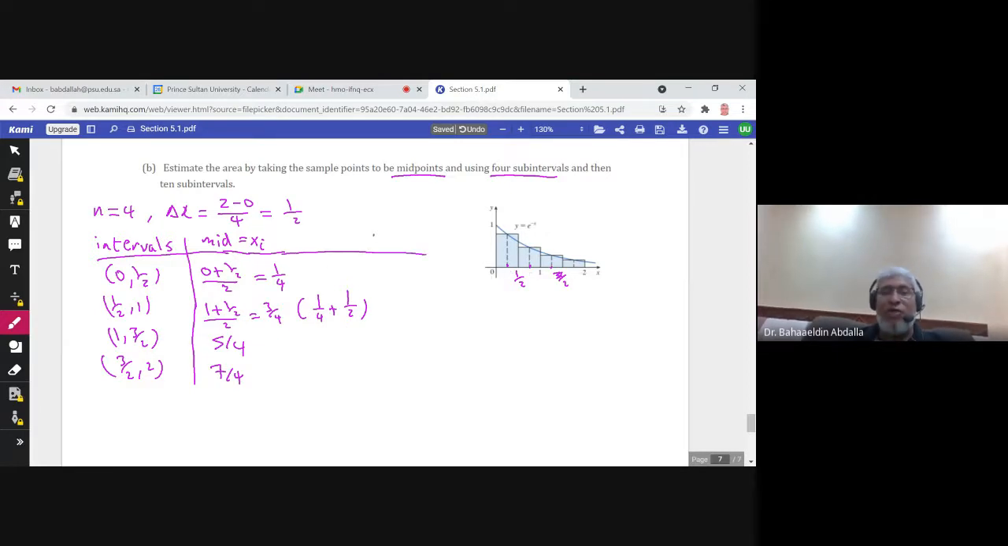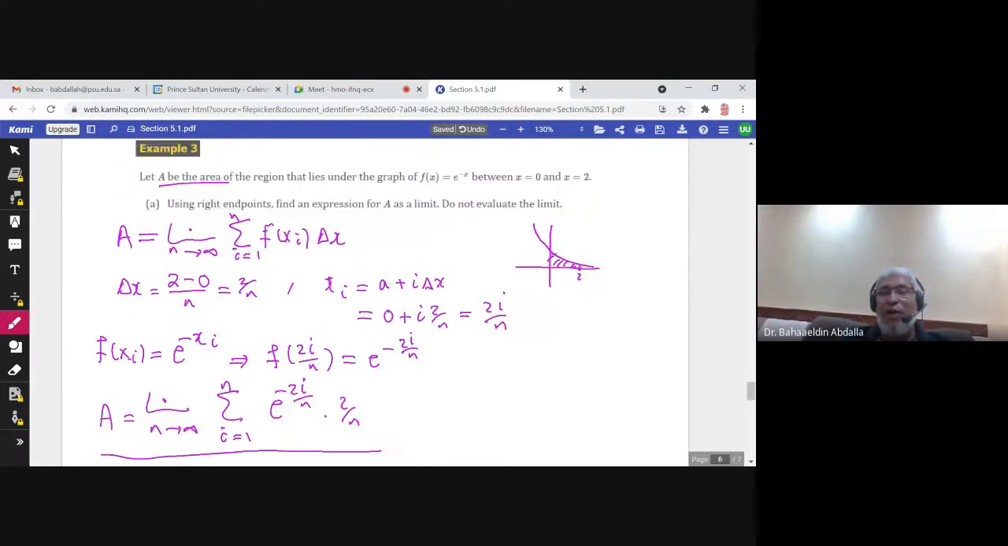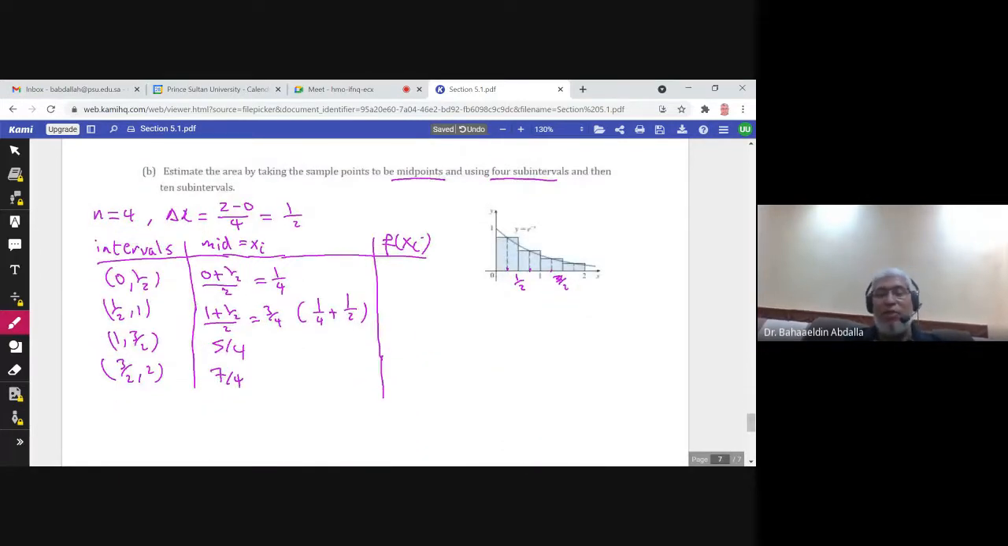Now we need to find f of these values. So f of 1 over 4. What is the function here? It is e to the power negative x. So this would be e to the power negative 1 over 4. f of 3 over 4 is e to the power negative 3 over 4, then e to the power negative 5 over 4, e to the power negative 7 over 4. What are these? These are the heights of the rectangles.